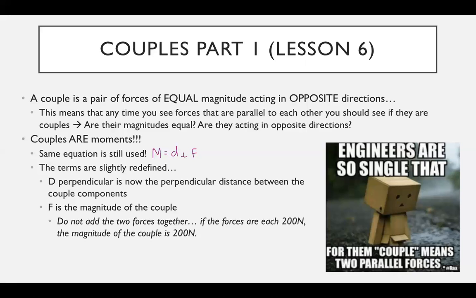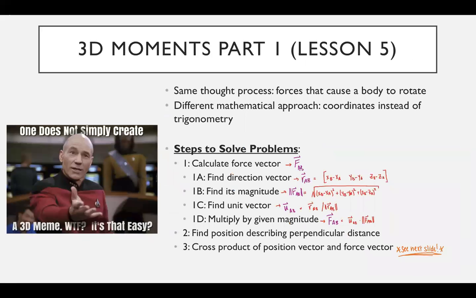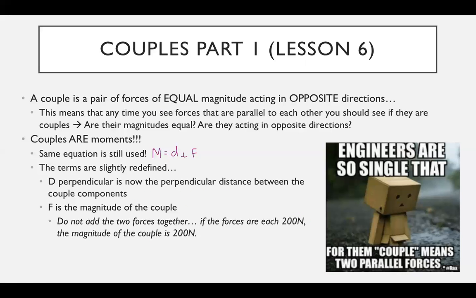So d perpendicular, instead of being the distance between the force causing a moment and the place you're taking the moment about, so that's what it was back here. Oh wait, this is the 3D one. Anyway, instead of being the traditional d perpendicular for the moment, now it's the distance between the couple components. So the distance between the two arrows.